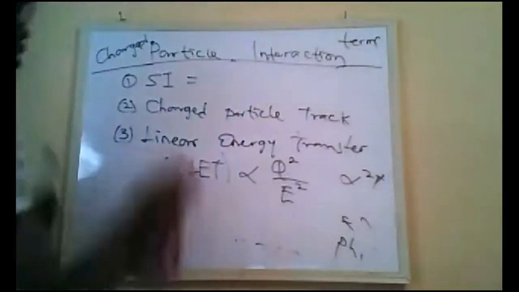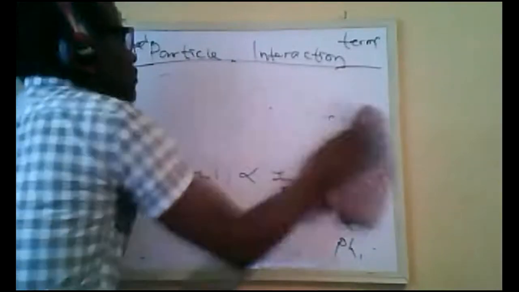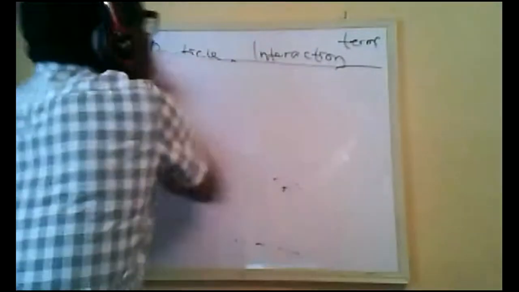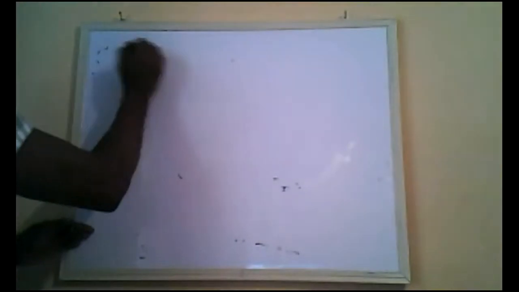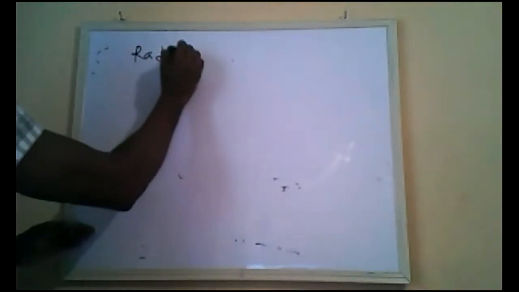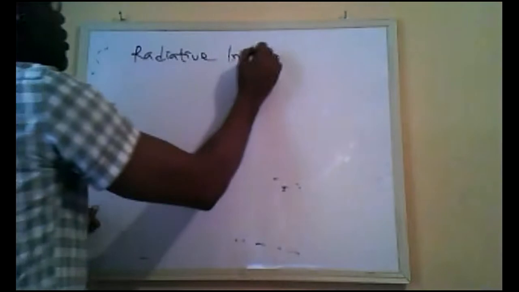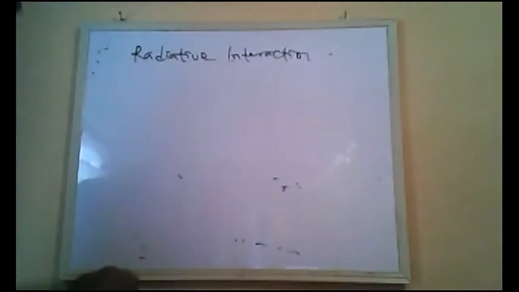Then for radiative interaction, that is the interaction happening inside the nucleus. We have already talked about this radiative interaction, which is Bremsstrahlung in nature. I don't need to go into that again.